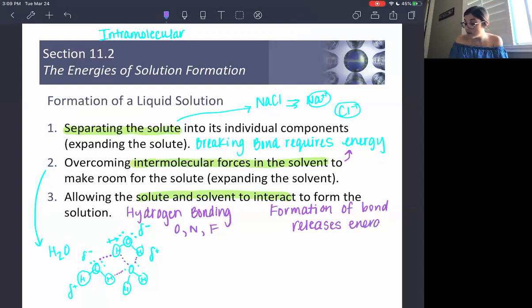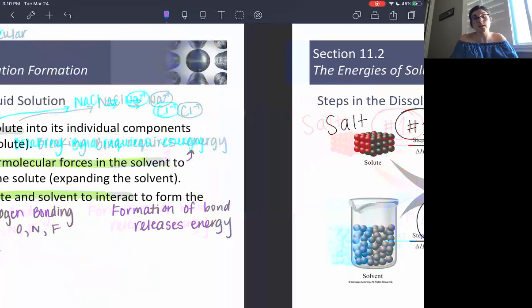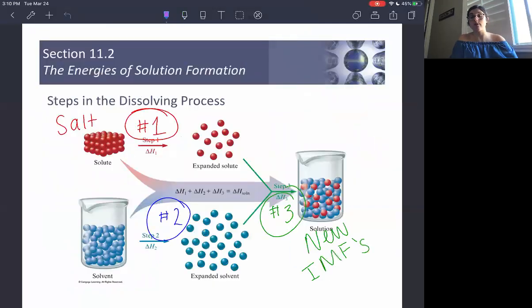So we see that energy is involved in these 3 steps of making a solution. So when we put all of these steps together, we're going to see that there's an effect on whether or not a solution will even form if we mix 2 different substances together. So we've got a drawing, I guess I should say, not an example, an illustration of step 1, step 2, and step 3. We've got the expanded solute, the expanded solvent, and then we've got them together.